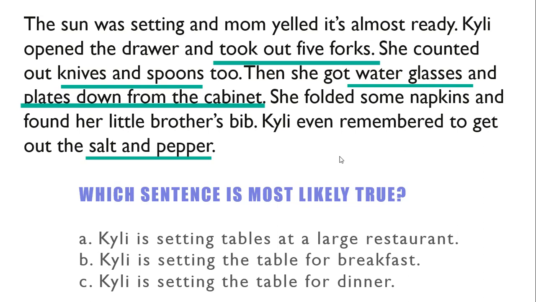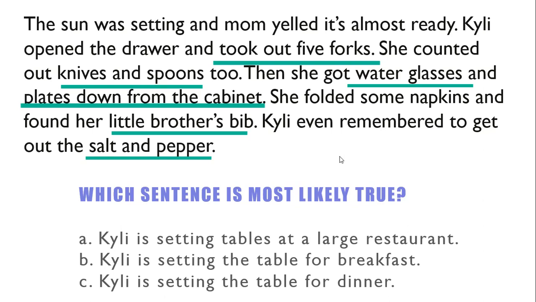And let's look at the second clue. It says that she folded napkins and found her little brother's bib. I don't think you would find a baby's bib at a large restaurant while folding napkins. And she only counted 5 forks, knives, and spoons. That wouldn't be enough for a big crowd of people to eat.